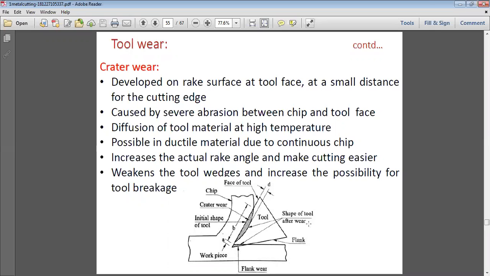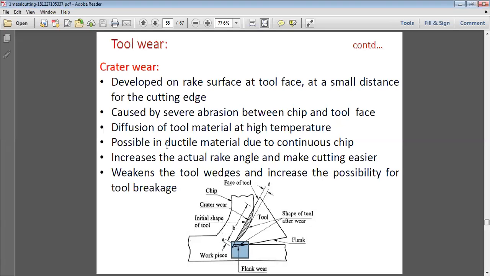So it is developed on the rake surface. This is the rake surface, at a tool face at a small distance from the cutting edge. This is the cutting edge, and this is the small distance that is taken. It is caused by shear abrasion between the chip and the tool face. So it is caused when there is abrasion between the chip, which is going in this direction, and the face of the tool.